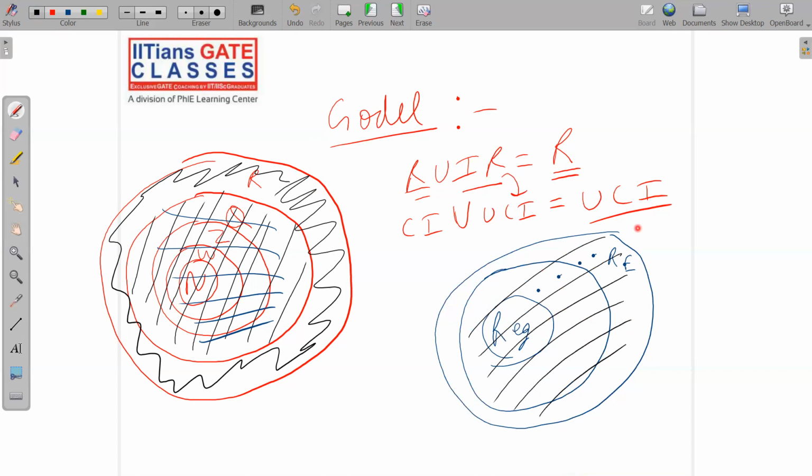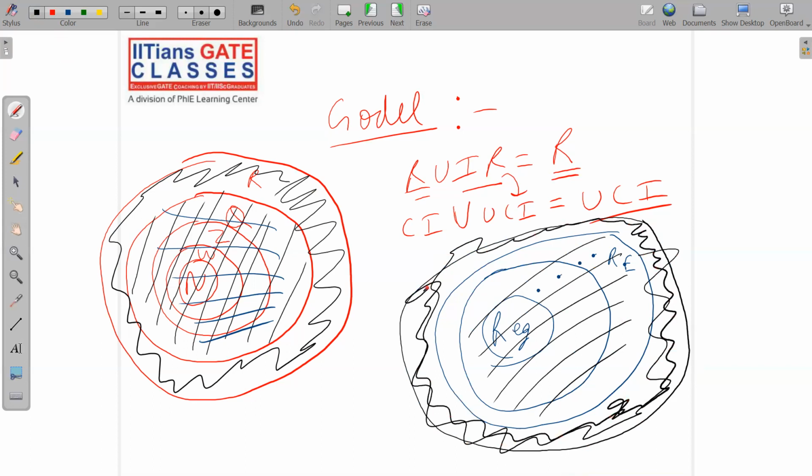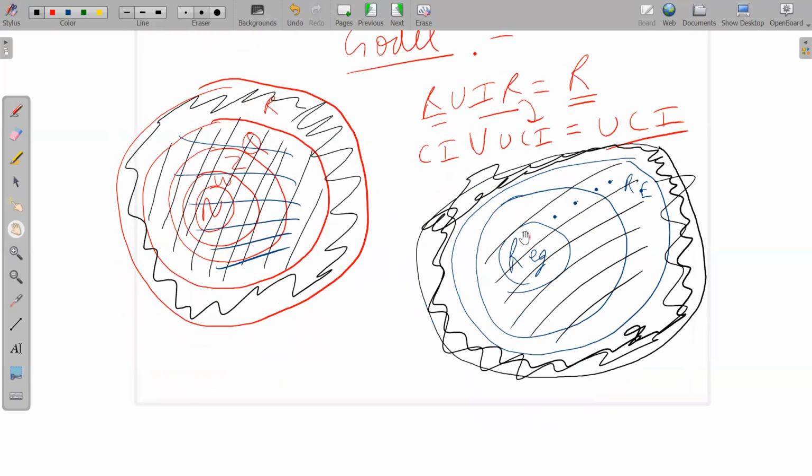And after that we have non-RE languages, that is uncountably infinite. Roughly I'm making the diagram. That is uncountably infinite, just like water. So are you able to establish a kind of relationship between these two sets? Yes, they are just similar. Till something we have countably infinite, and after that uncountably infinite. Similarly in TOC also, till RE languages everything is countably infinite, and after that it is uncountably infinite.